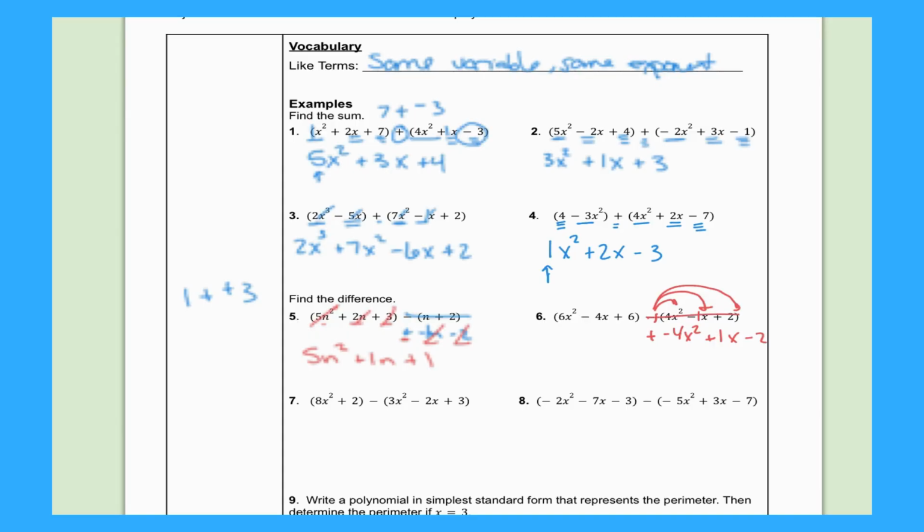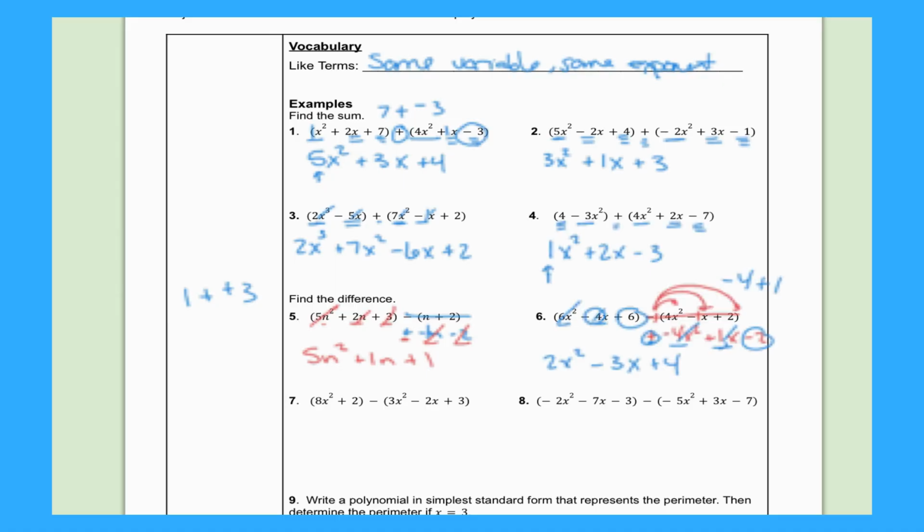Then we combine my like terms. So a 6x squared and negative 4x squared is 2x squared. And then negative 4x and 1x makes negative 3x. Because again, we're adding, so I would type in my calculator negative 4 plus 1. So I'm typing in this number plus the next number. And then the last one, 6 plus negative 2 is positive 4.